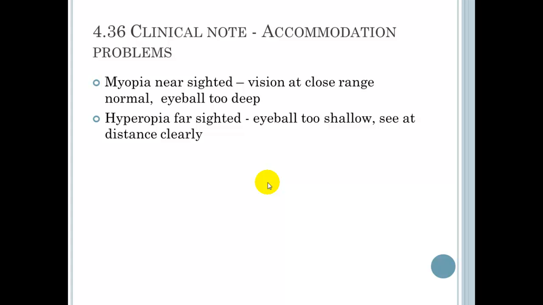Clinical note here: accommodation problems, which are myopia and hyperopia. Myopia is nearsightedness. Vision at close range is normal, and the eyeball is too deep, so you have a problem focusing on the back wall of the eyeball. Hyperopia, or farsightedness, is when the eyeball is too shallow. You can see at distances clearly. They call it nearsighted because you can see near and can't see far, and farsighted because you can see far and can't see near.